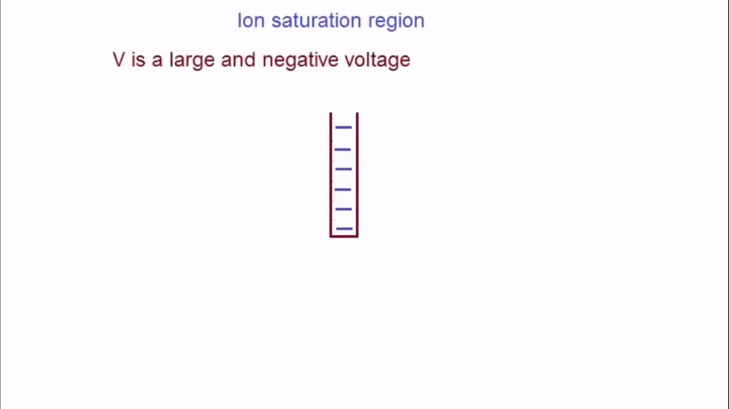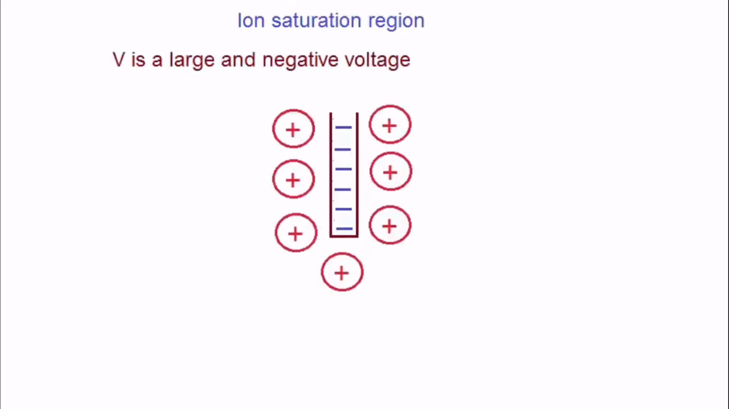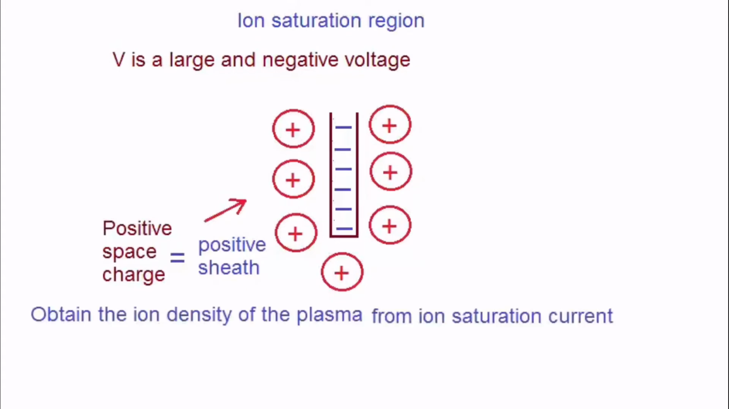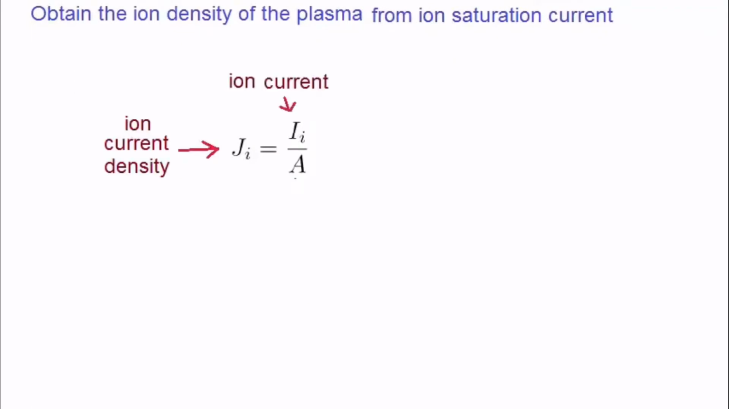The ion saturation region. We replace the probe tip in the plasma and apply a large negative voltage. Ions are attracted to it and thus form a positive space charge, or a positive sheath. Let's obtain the ion density of the plasma from the ion saturation current. The expression for current density is this, where Ji is the ion current density, I is the ion current, and A is the surface area of the probe.